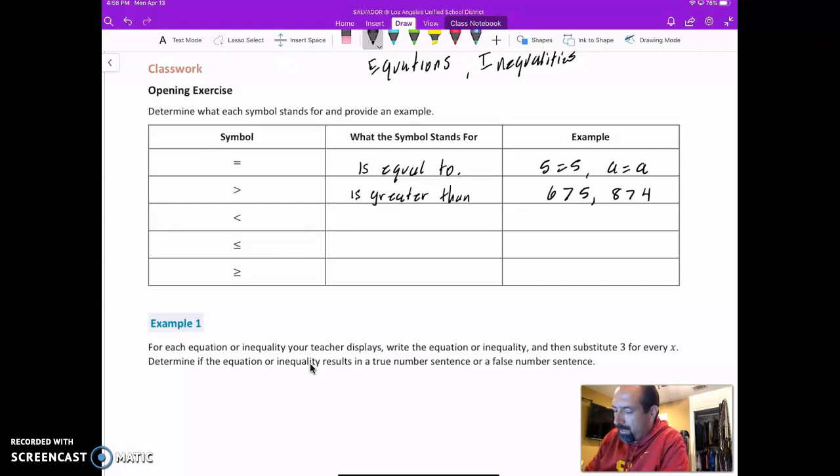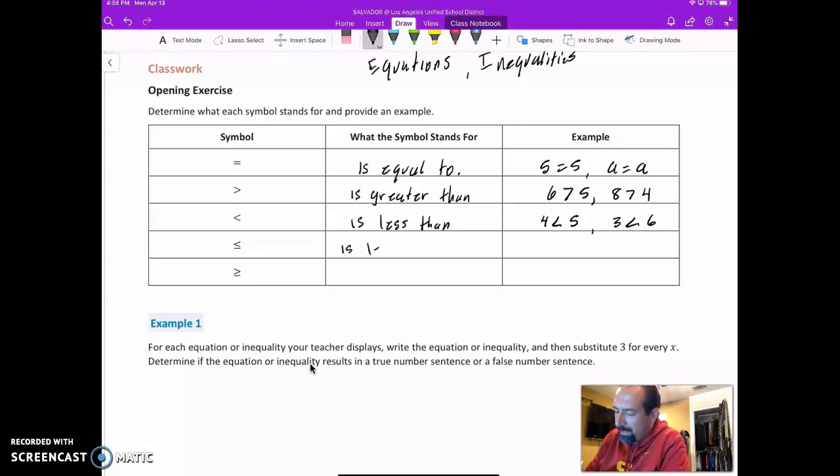Okay, this one is a symbol that is less than. It's less than. Okay, and some examples are like 4 is less than 5, right? Or 3 is less than 6. Okay, so those are examples so you can kind of see what that means.